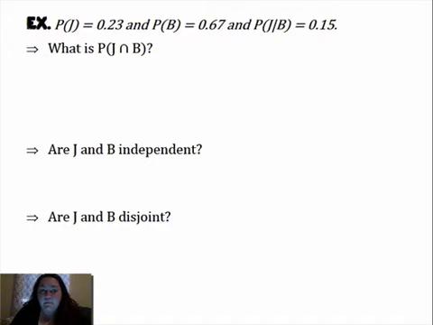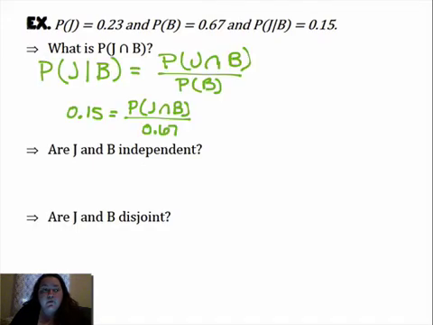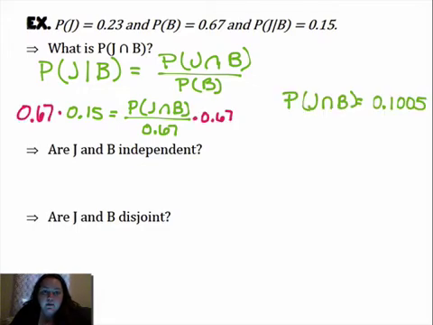Alright, well, the probability of J given B equals the probability of J and B divided by the probability of B. I know the probability of J given B is 0.15. I do not know the probability of J and B, but I know the probability of B is 0.67. So if I multiply both sides by 0.67 and I solve, I get the probability of J and B equals 0.1005, or 10%.